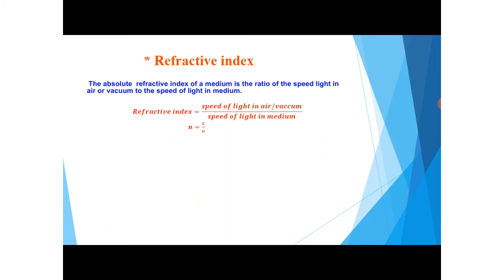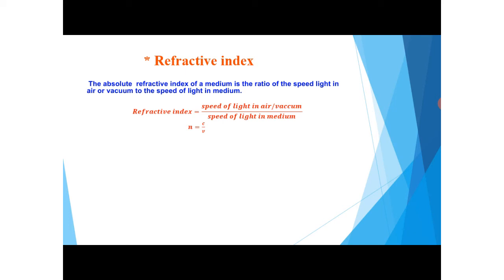So we know that according to Snell's law, the refractive index is the sine of the angle of incidence to the sine of the angle of refraction. But there are many other formulae for the refractive index. The first one is that the refractive index equals the speed of light in vacuum or air divided by the speed of light in the medium. The symbol for the speed of light in vacuum is c, and its value is 3 into 10 raised to power 8 meters per second. And here v represents the speed of light in the medium. So this is the ratio of the speeds of light.